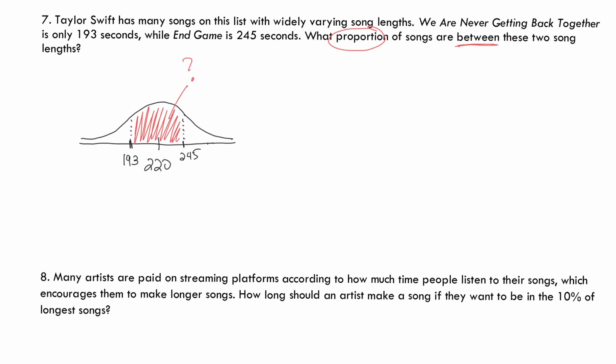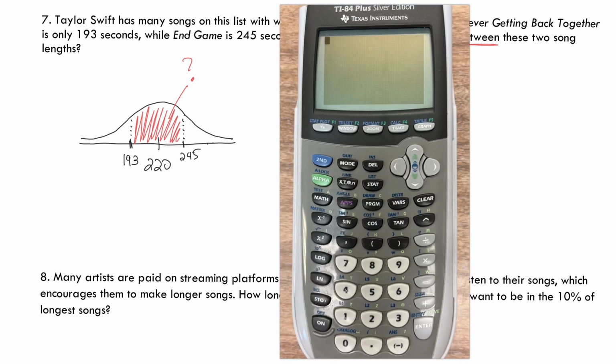So you guys need to use the lower bound as 193 and the upper bound as 245, because we want from this value to this value. So you guys use those two numbers for the lower bound 193 and the upper bound 245. So I'm going to show you guys how to use the calculator, looking for the proportion between two different values in a normal distribution. So we want to find out what percent, what proportion of songs are between 193 seconds to 245 seconds.